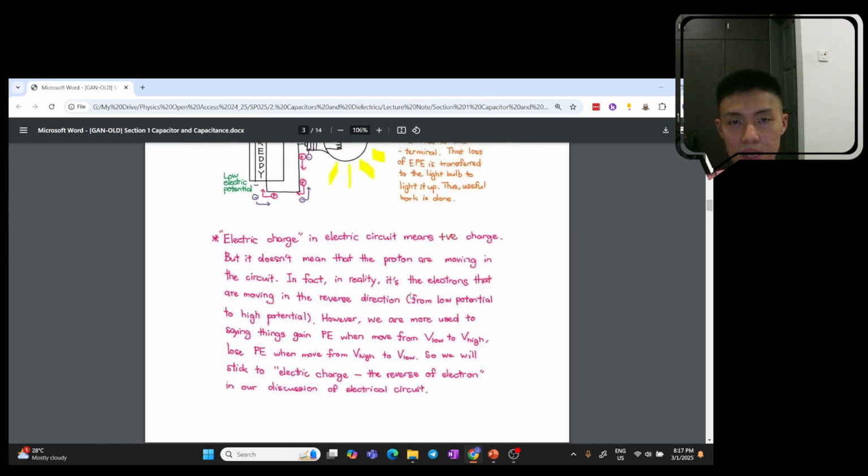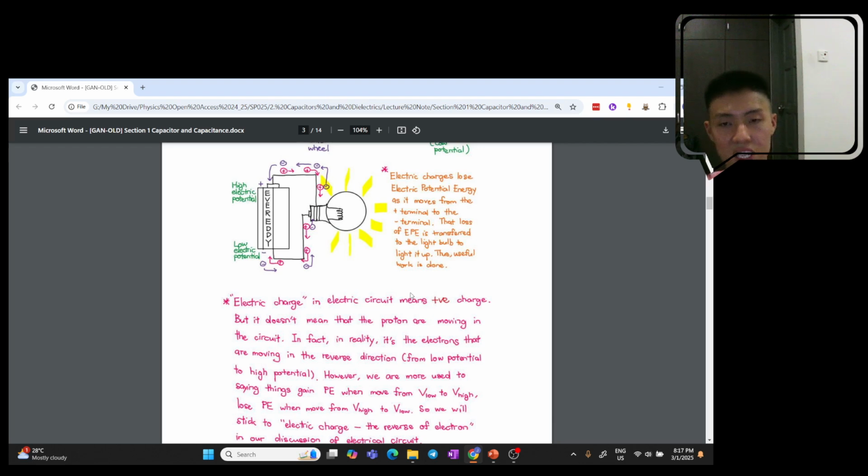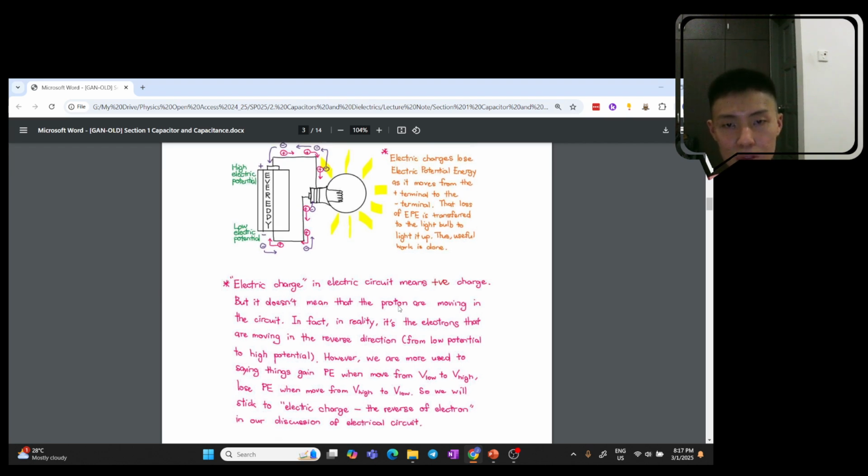Okay, when I say electric charge that is moving here, I'm always referring to the positive charge over here. But that doesn't mean the proton is moving in the circuit. It's definitely not the proton that is moving. The proton is fixed in the nucleus and cannot move. What moves is actually the electron. In fact, in reality, it's the electrons that are moving in the reverse direction.